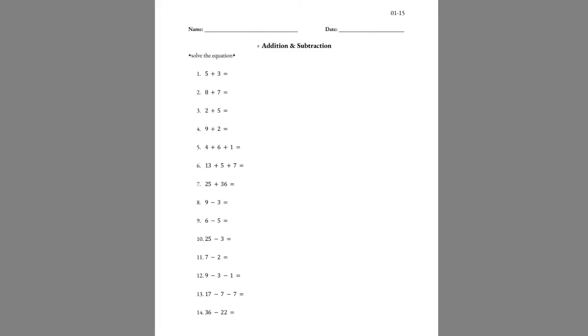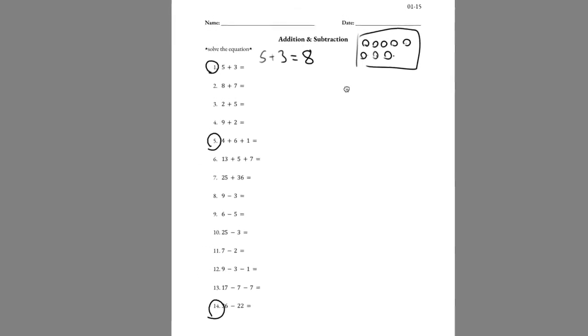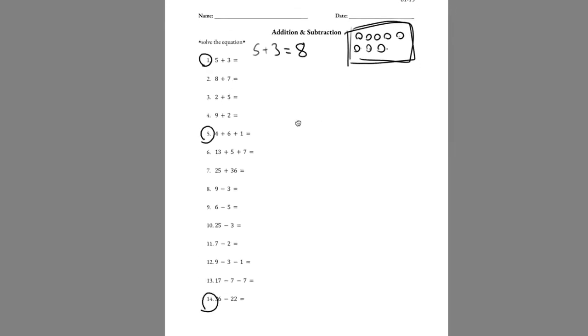On the first page, it's asking us to solve the equation for addition and subtraction problems. Let's try 1, 5, and 14. Now 1 is simple. We just have to add 5 and 3, and with a little bit of mental math, we can figure out that this is 8. If you don't see how we got that, we can just draw it out. So we have 5 circles here, we have 3 circles here, and then we combine them. 1, 2, 3, 4, 5, 6, 7, 8 circles are counted in total.